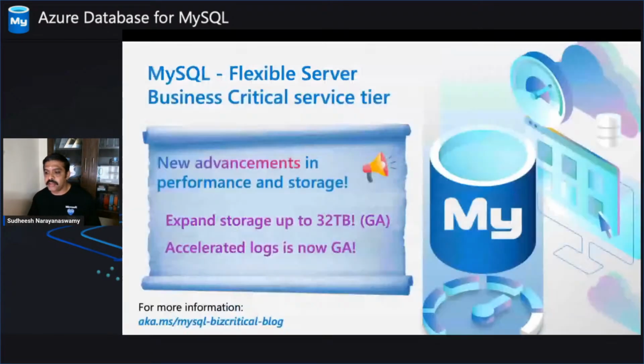Let's move on and go to accelerated logs. This is the main announcement of Build for Azure Database for MySQL, where for the business critical tier, you can now enable accelerated logs, which was previously in preview. Now it's GA, and you can also expand up to 32 terabytes. Previously 16 terabytes was the maximum storage allowed. Now for business critical tiers, you can go up to 32 terabytes.